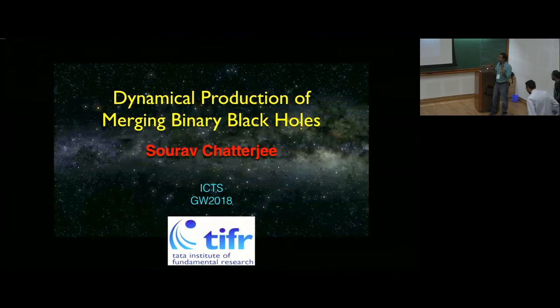All right, good. The topic of this course is, well, the broader topic is how to make merging binary black holes. As you will see, it's not easy. But the universe is vast, it can create all kinds of crazy things. In particular, I will talk about the dynamical production channel, because I think it's very well understood. There are not many uncertainties, and it's a lot of fun physics that goes on, okay?